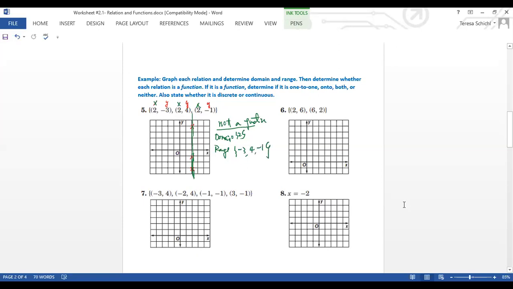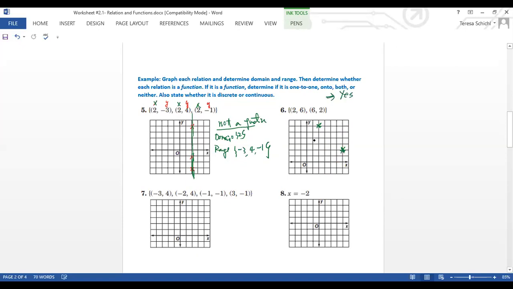Okay, so now let's take a look at the (2, 6) and the (6, 2). So 2, 6 is: 1, 2, 3, 4, 5, 6. So it's here, right? And 6, 2 is: 1, 2, 3, 4, 5, 6, then 2. So it's here. So for these 2 points, if you do the vertical line test, they are not on the same vertical line.